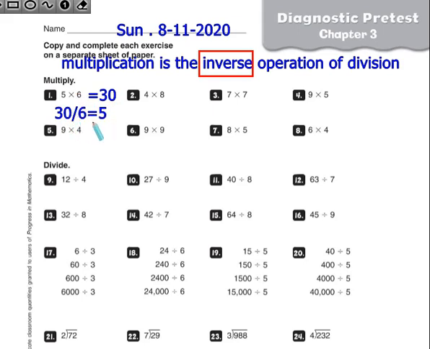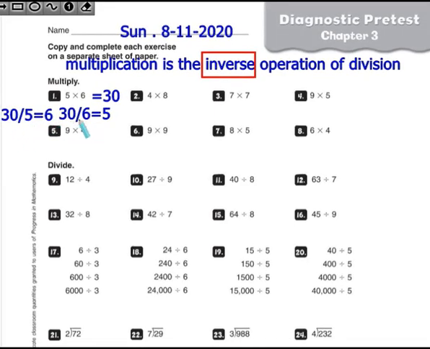And we can also write it in another way. We can write 30 divide by 6 equals 5, or 30 divide by 5 equals 6. Okay? So here we have these two sentences. Both are correct. Here we have 5 times 6, the answer is 30. And 30 divided by 5 equals 6. 30 divided by 6 equals 5. It's highly important to understand, so I will explain it one more time.